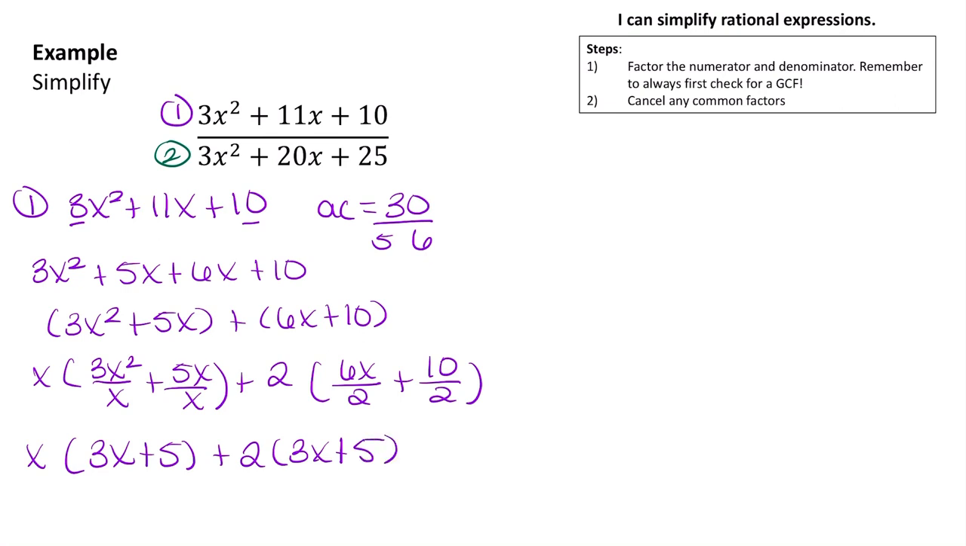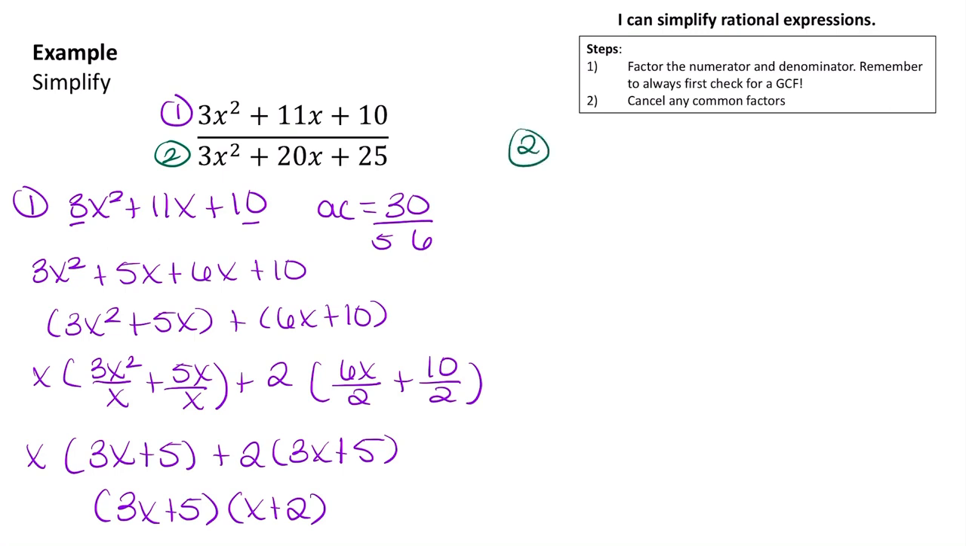Okay, remember when we finally write this in factored form, we pull out this common factor, right? This 3x plus 5. So that's going to be one of our factors. So we have 3x plus 5, and then we just write the terms that remain, right? The x and then the plus 2. So we have 3x plus 5 times x plus 2. Okay, so we're not done yet. We're only halfway done. We need to now factor the denominator.